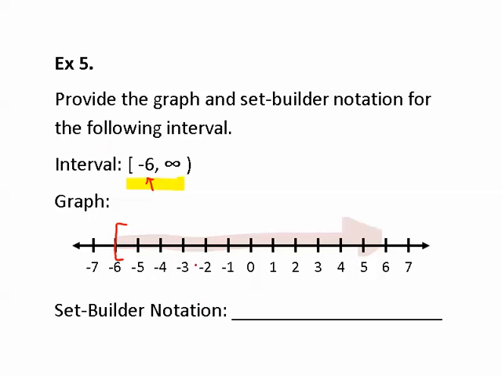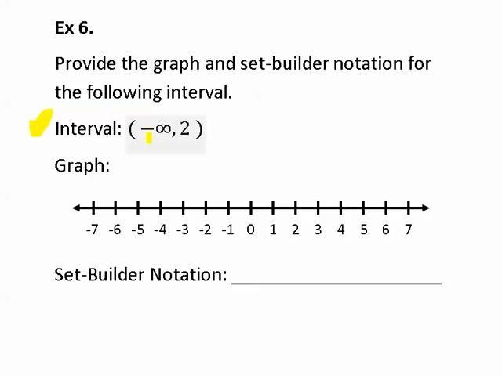And what about the set builder notation? x is anything such that x is greater than or equal to -6. Notice how important it is that I include the equal under the greater than. It's because of the bracket. All right, what about example 6?